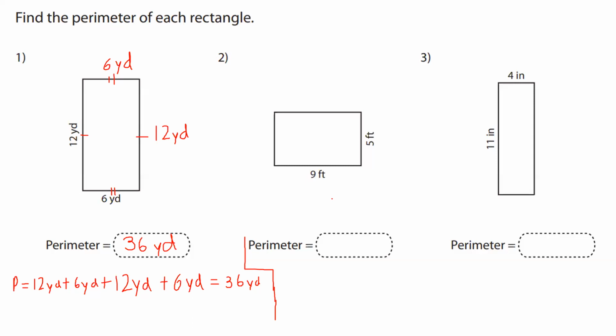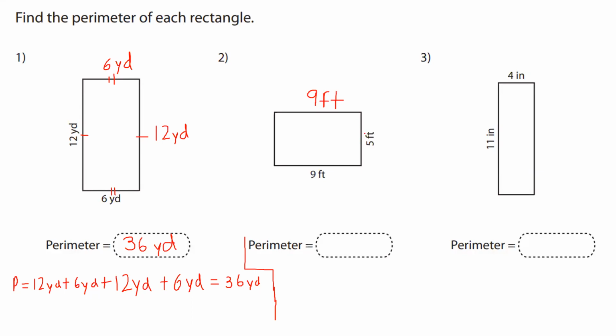Yes, ma'am. All right. So let's go ahead and finish up the work. All of us finished with this? Are we done? Yes, sir. All right. Okay. So this one is 9 feet. So the opposite one is going to be what? The opposite side is going to be what? 9 feet as well. Good.